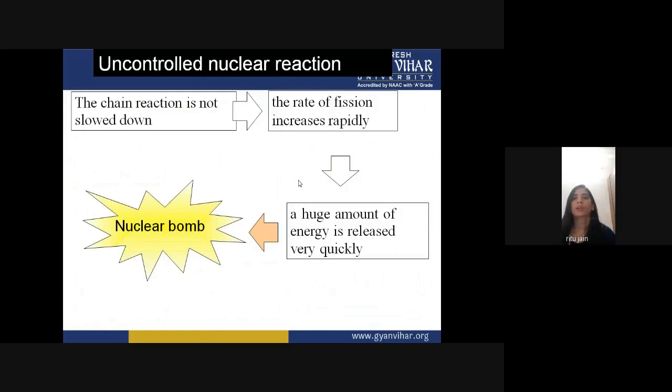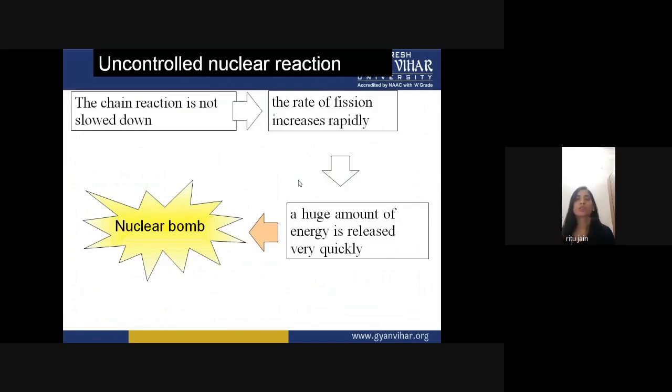So that was the uncontrolled nuclear reaction. In an uncontrolled nuclear reaction, you can't control the chain reaction, and you can't slow it down. When you are not using any kind of moderator and are not able to slow down the chain reaction, the rate of fission increases rapidly, and a huge amount of energy will be released very quickly. So it comes in the form of a nuclear bomb, which is very harmful.